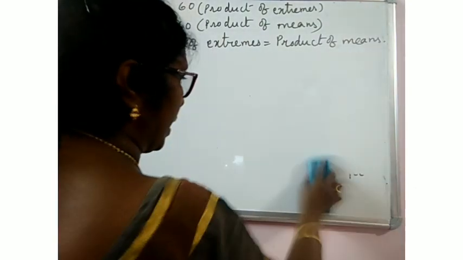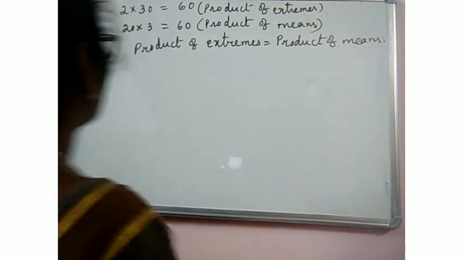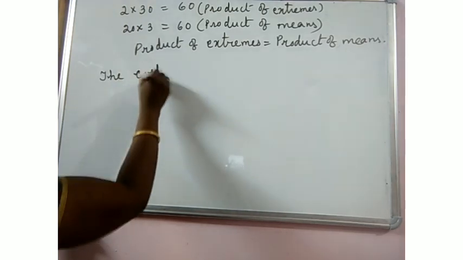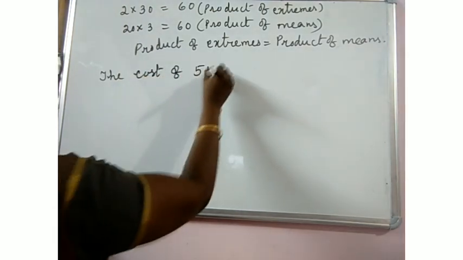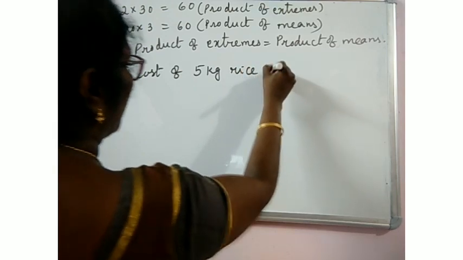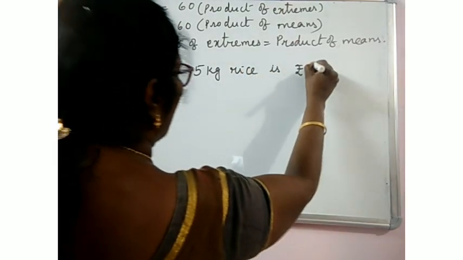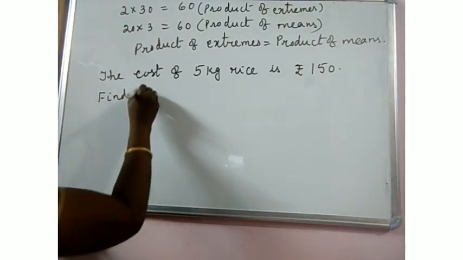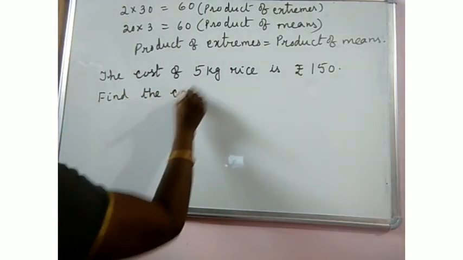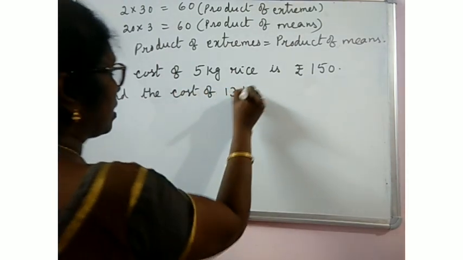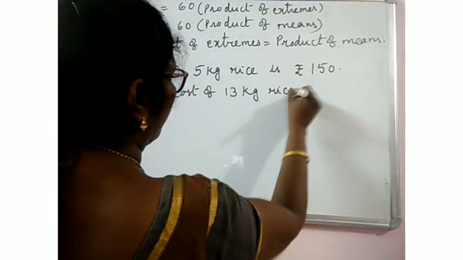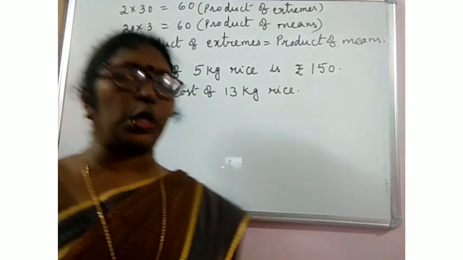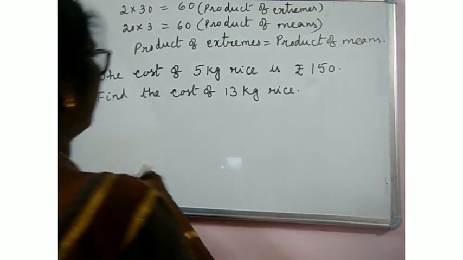Let me give you one example. The cost of 5 kg rice is 150 rupees. Find the cost of 13 kg rice. This is the problem. Either statement wise you can do or table wise also you can do.